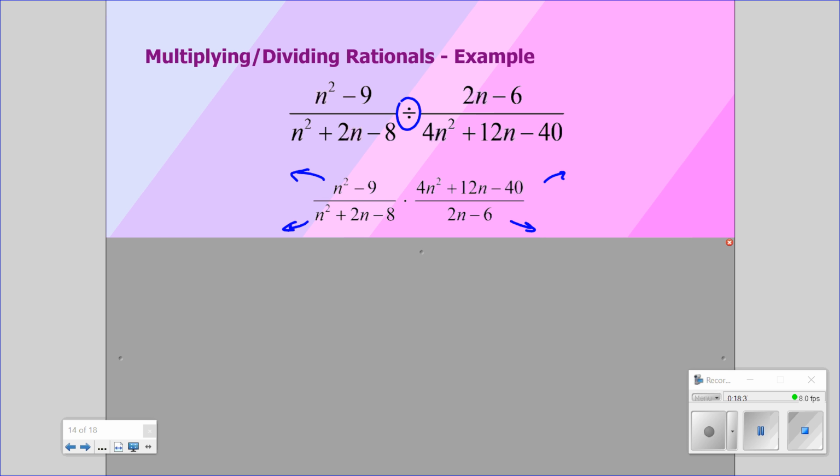I'll give you a moment to go ahead and factor, so click pause to factor and then click play when you're ready to come back together.